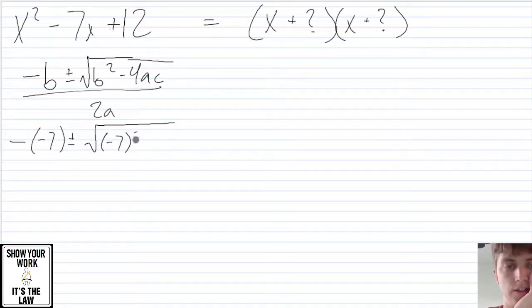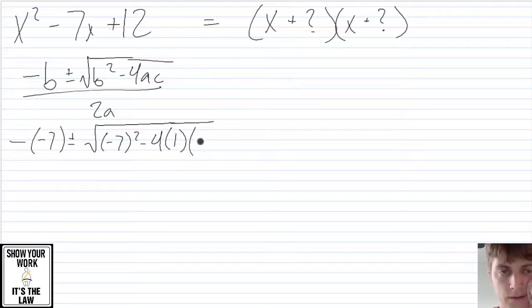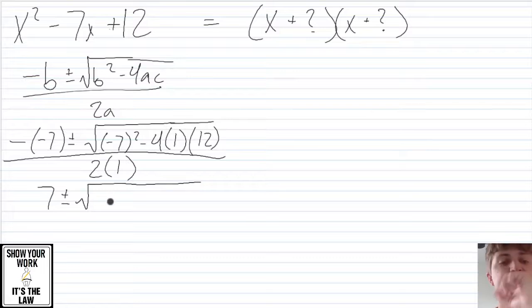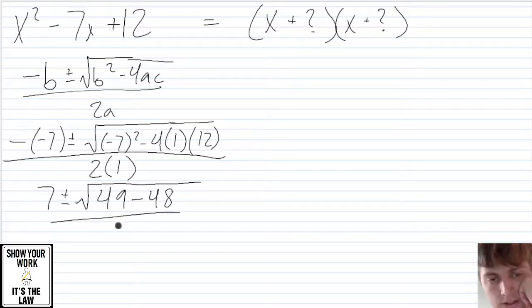what's the coefficient on x? Negative 7 squared minus 4. What's the coefficient on x squared? 1. What's the constant term? 12. All right, over 2 times what's the coefficient on x squared? 1. All right, so let's start simplifying everything. Negative 7 is positive 7 plus minus. Let's do the stuff inside the parentheses. Negative 7 times negative 7 is 49. Negative 4 times 12 is negative 48. Over 2 times 1 is 2.